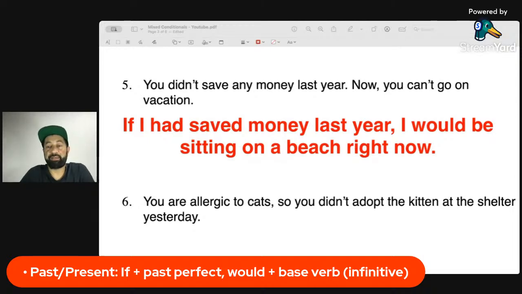All right, so it's following this pattern here. If I had saved, that's a past perfect. I would, and then I've got the base verb be, and I'm going to use present continuous, so would be sitting on a beach right now.